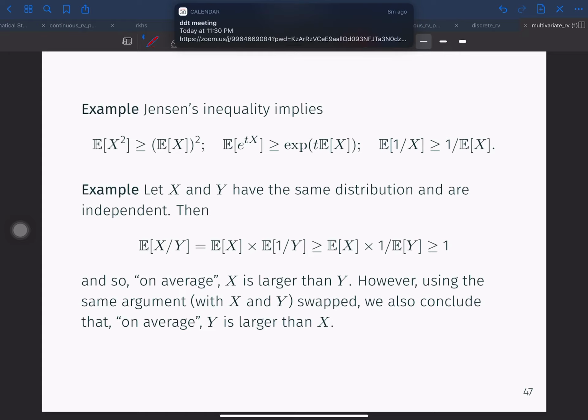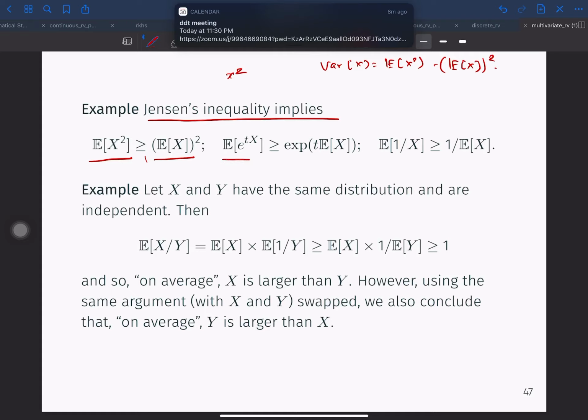So let's see an example. Jensen's inequality implies, because x squared is convex, that the expected value of x squared is bigger than the expected value of x itself, everything squared. So that is why the variance of x, we can define it as the expected value of x squared minus the expected value of x, squared.